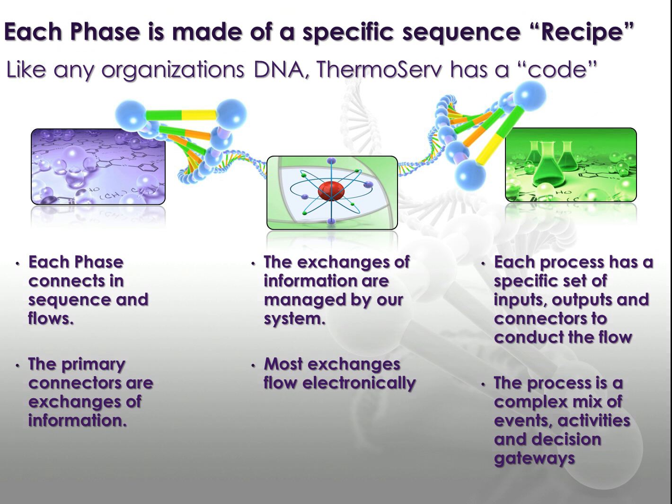Each phase is made up of a specific sequence recipe. Like any organization's DNA, ThermoServ has a code. Each process connects in sequence and flows. The primary connectors are exchanges of information. The exchanges of information are managed by our system. Most exchanges flow electronically. Each process has a specific set of inputs, outputs, and connectors to conduct the flow. The process is a complex mix of events, activities, and decision gateways.